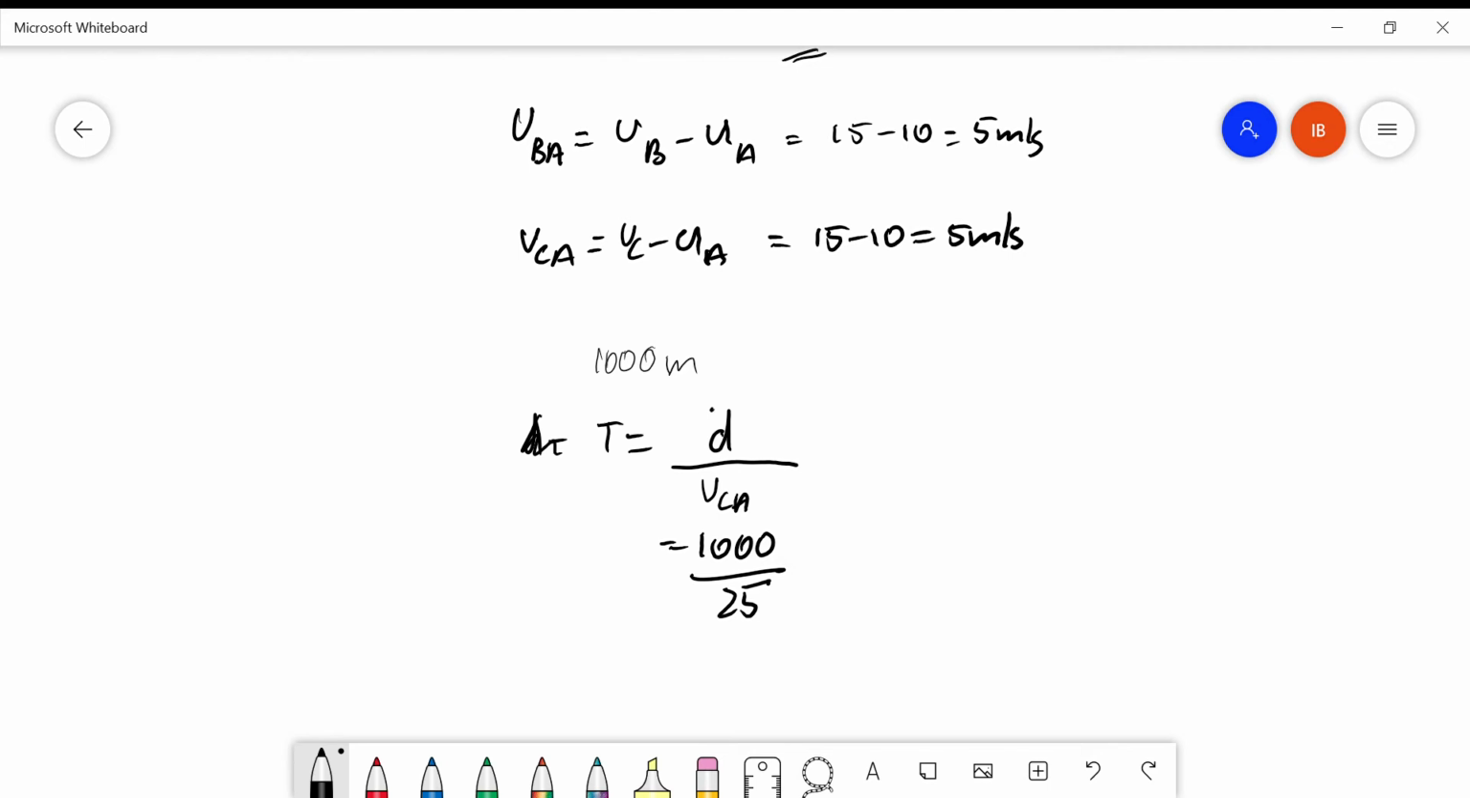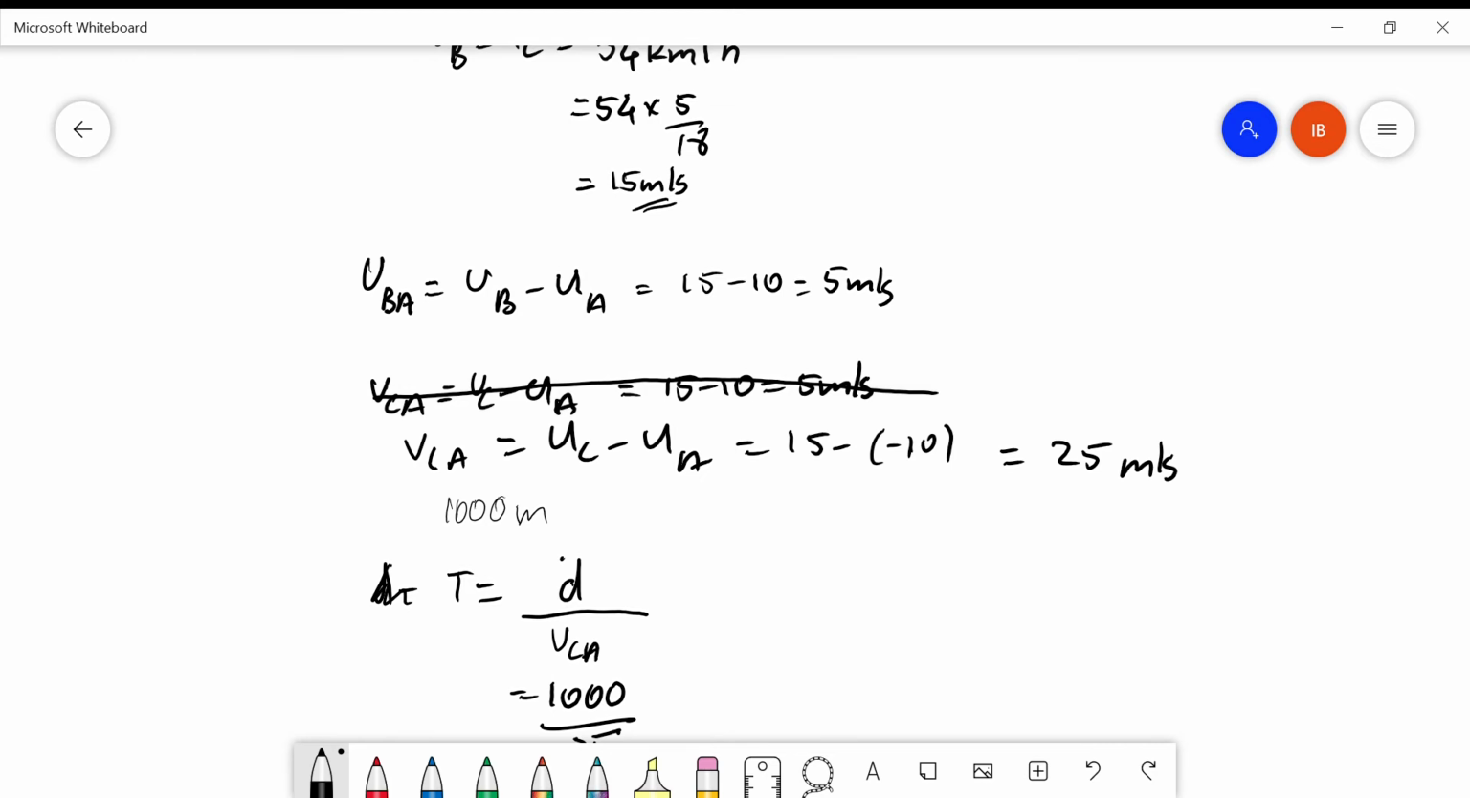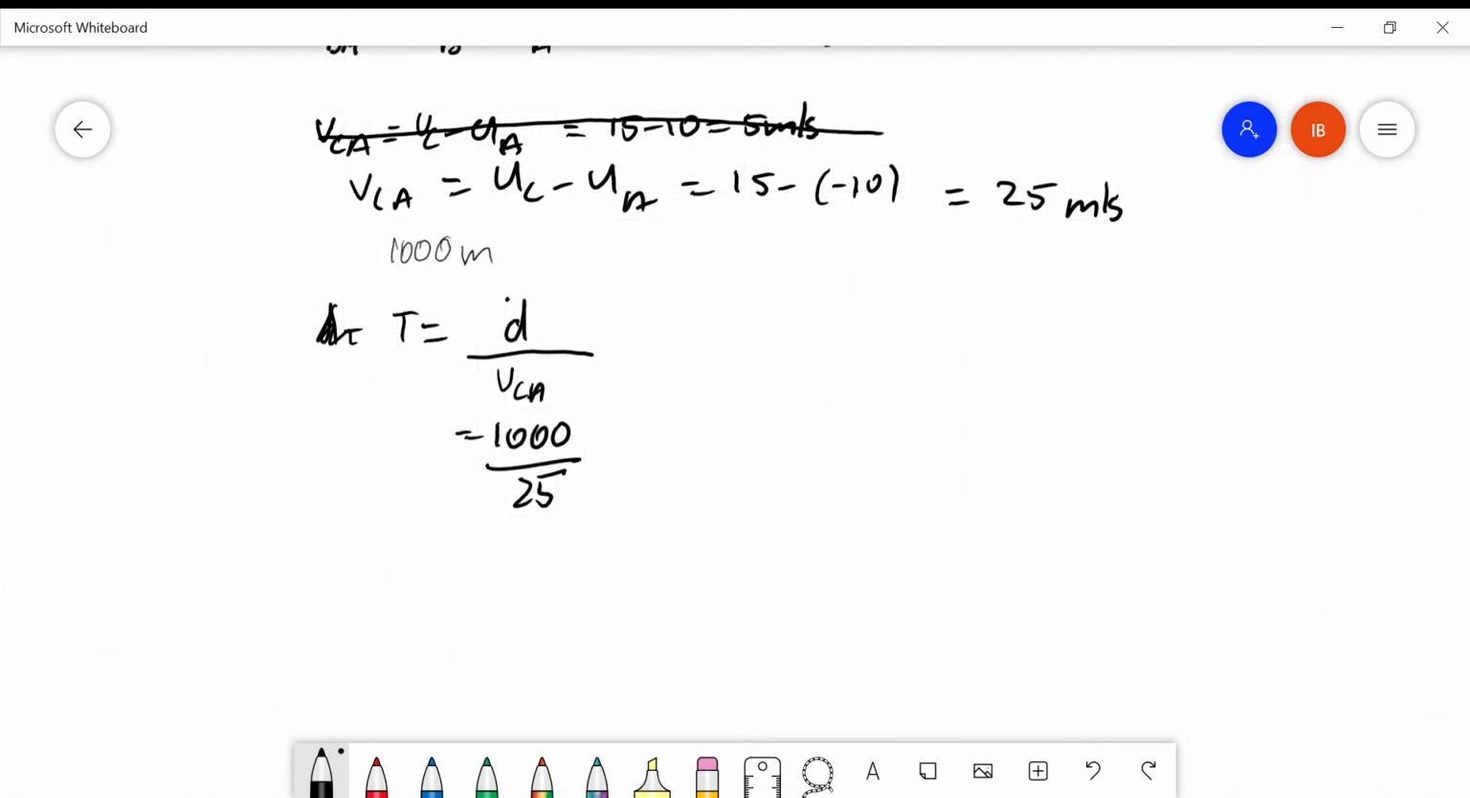I'm sorry, this part is wrong. Here we can take it as UCA is equal to UC minus UA is equal to 15 minus of minus, since it's in the opposite direction, so that is 25 meter per second. Here it's 1000 by 25, so then we can write that as 40 seconds.